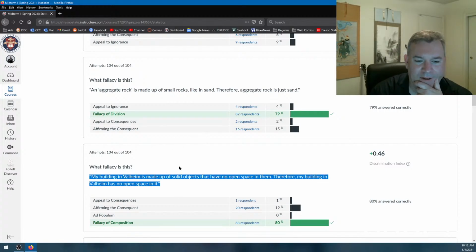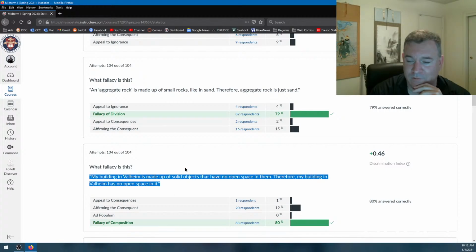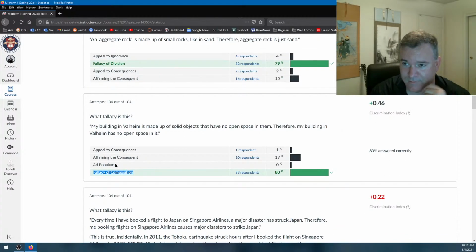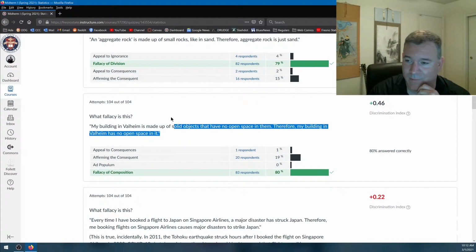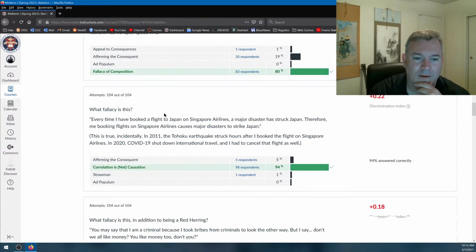My building in Valheim is made of solid objects that have no open space in it. Therefore, my building in Valheim has no open space in it. Right? Clearly not true, and it's a fallacy of composition, because what is true of the parts is not necessarily true of the whole. This is a true fallacy, and you guys got this one, but it is amusing, so I'll mention it.